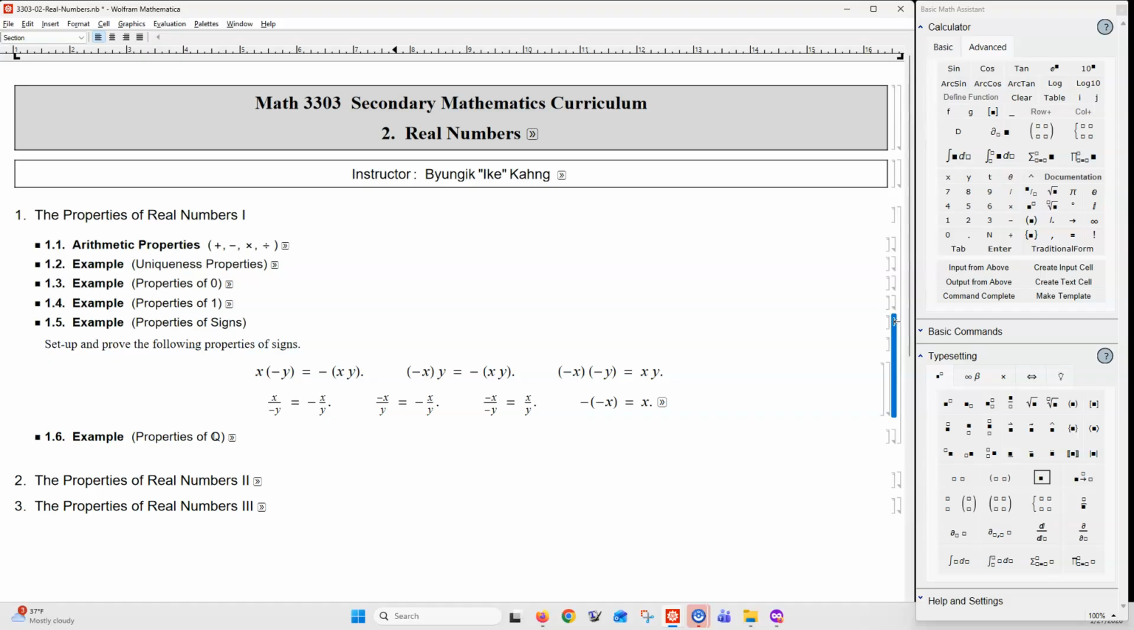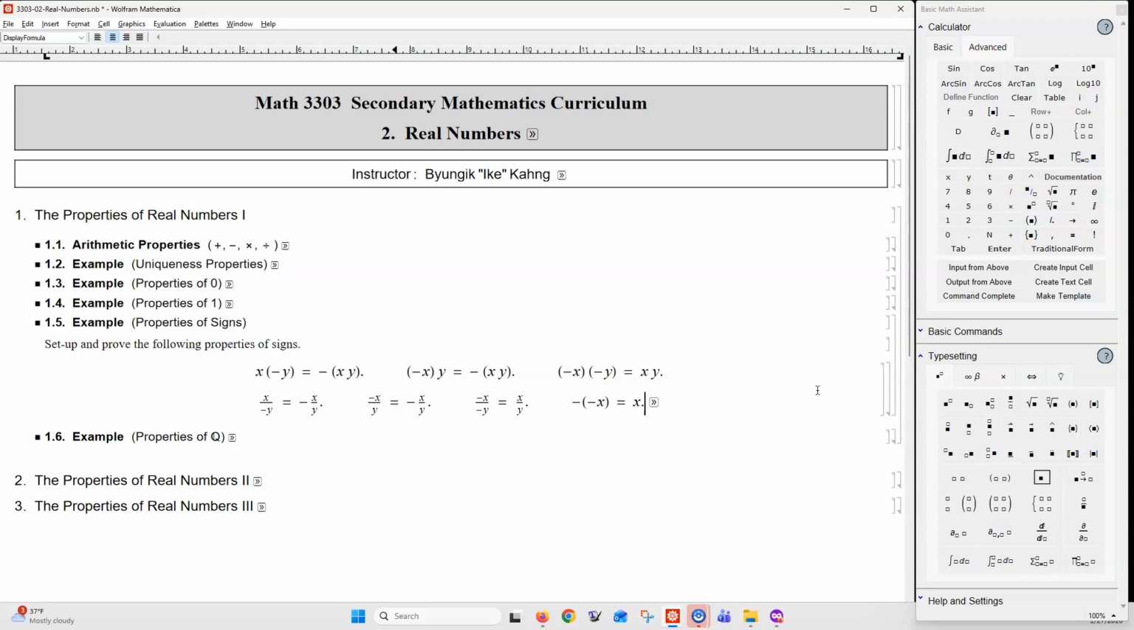So x times negative y is equal to negative of x times y. Negative x times y is negative x times y, and so on. And then double negative, negative of negative x is x. As for the division version, these are just multiplying the reciprocal. So these 3 here are just repetitions of these 3, so they are not important. So basically there are 4 things to prove here.